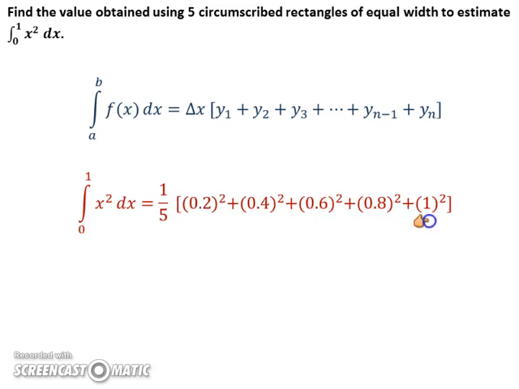Again, the reason why we're squaring them is because our function is x squared, and that's how you get the y coordinate. When x equals 0.2, you plug it in, that's how you get the y coordinate. When x equals 0.4, that's the y coordinate. So these are the y coordinates of each one of those rectangles. And you just take care of business and do the math. You get 0.385 approximately for that. And that was going to be an overestimate.